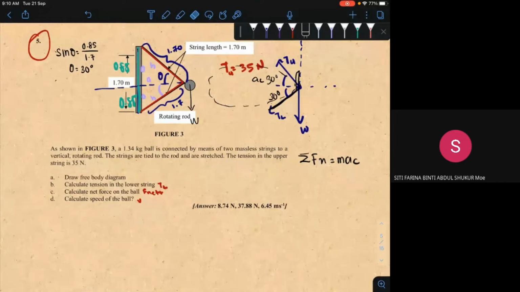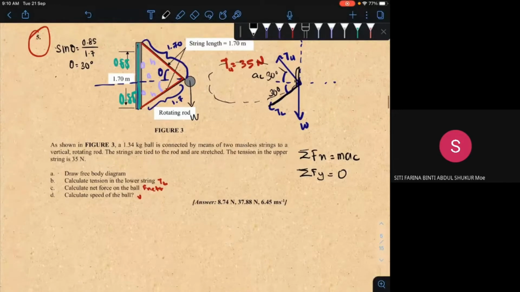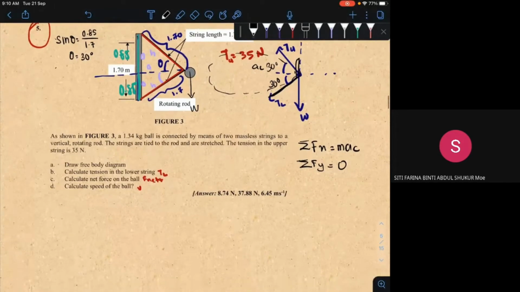And along the Y component, there is no movement, so it is equal to zero. Okay. I will directly choose this one. The reason is because I do not know any information on my AC earlier. And also AC is equal to V squared over R.